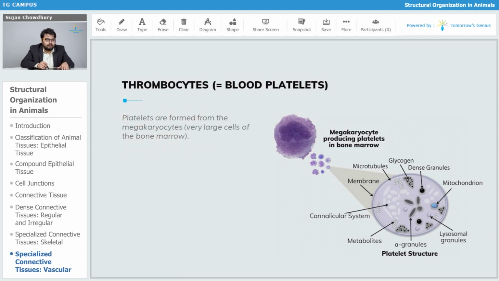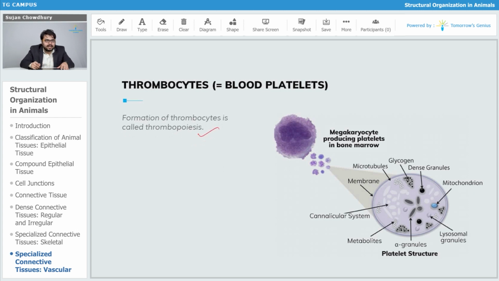The platelets are formed from the megakaryocytes, which are very large cells of the bone marrow. So definitely the site of formation of the platelets is the bone marrow. The formation of thrombocytes is known as thrombopoiesis. Just like erythropoiesis and leukopoiesis, the formation of platelets is known as thrombopoiesis.